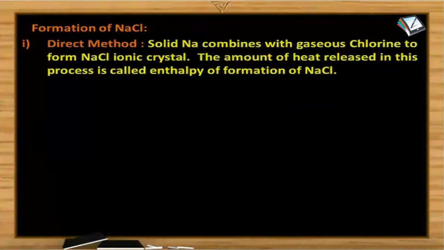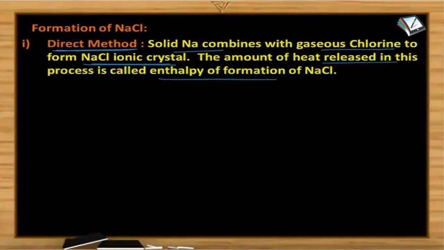So let us do the first step, that is the direct method. In the direct step, sodium combines with chlorine to form sodium chloride. Solid sodium combines with gaseous chlorine in order to form the sodium chloride ionic crystal. Some amount of heat is released in this process, and that heat we call the heat of formation or enthalpy of formation.